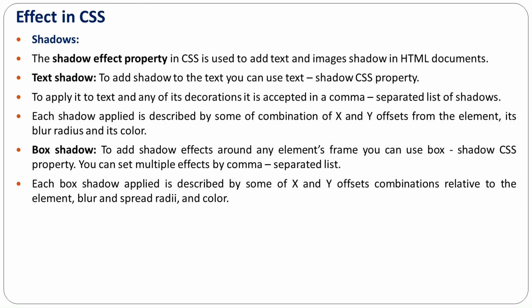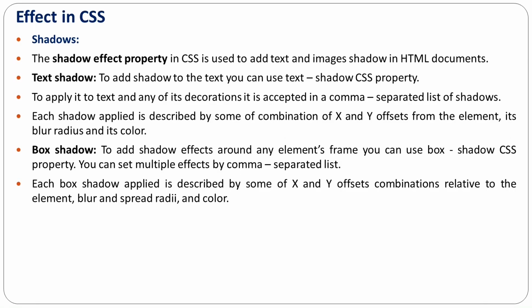Moving next is the shadow property. The shadow effect property in CSS is used to add text and image shadow in HTML documents. The text shadow is a property to add shadow to the text. You can apply it to the text and any of its decoration. It accepts a comma separated list of shadows. Each shadow applied is described by a combination of x and y offsets from the element, its blur radius and its color.